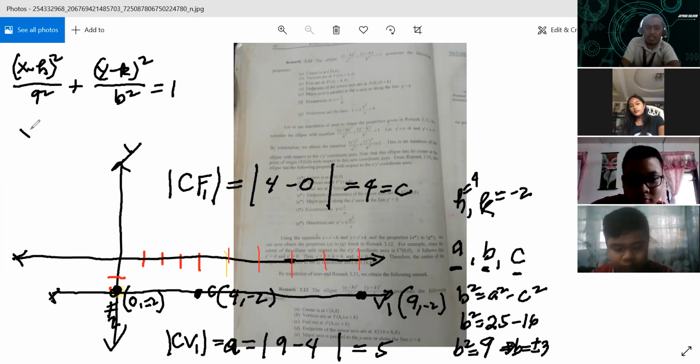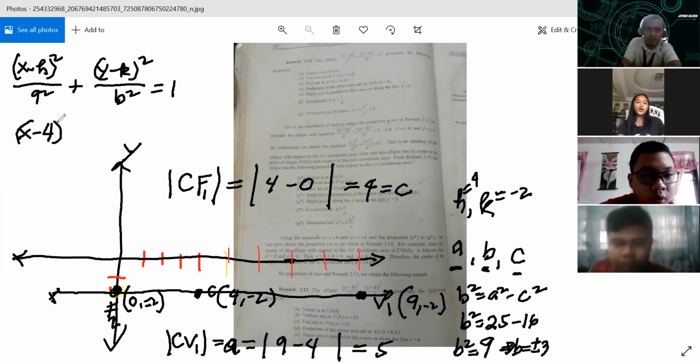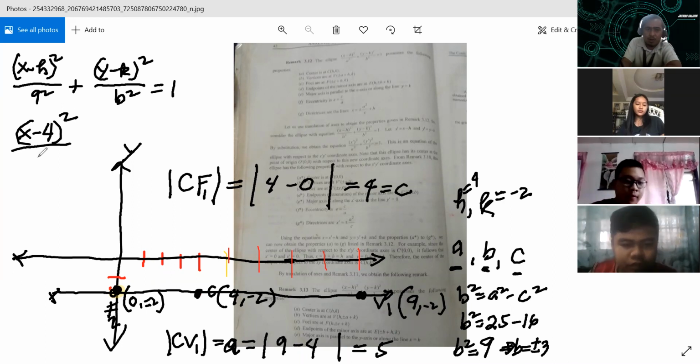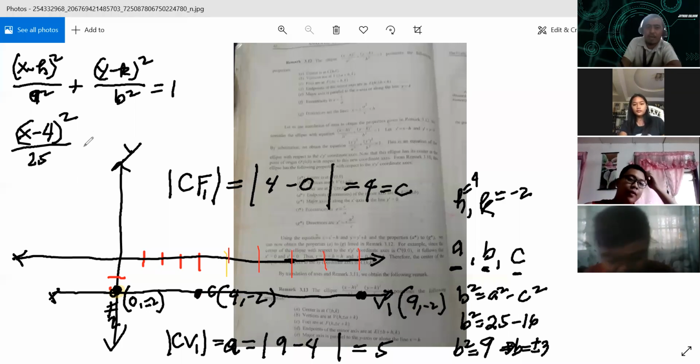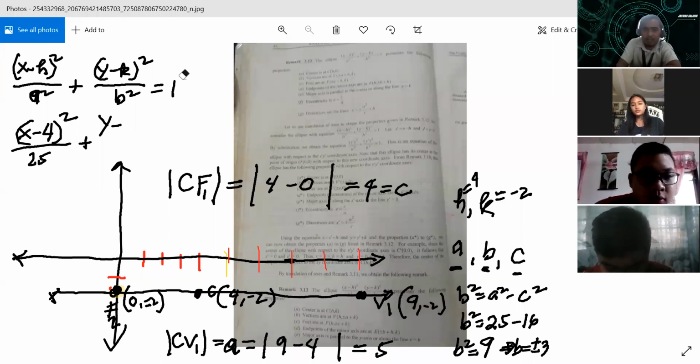So what you will have is x minus, you can dictate to me what will be the value of h? 4. Very good. 4 squared, all over, what is your a? 5. That is 5 squared, so 25. Plus y minus, what is your k? Negative 2. So it becomes plus 2, right?